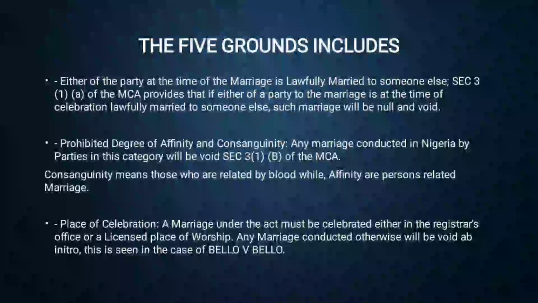Prohibited degree of affinity and consanguinity. Any marriage conducted in Nigeria by parties in this category will be void. Section 3 subsection 1(b) of the Marriage Causes Act. Consanguinity means those who are related by blood, while affinity are persons related by marriage.